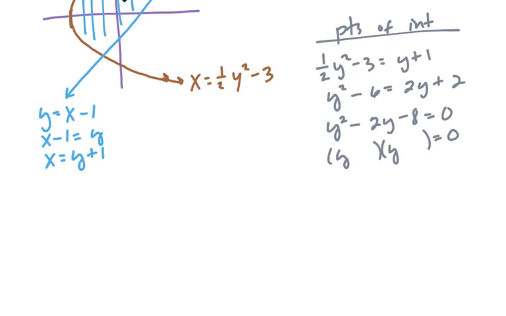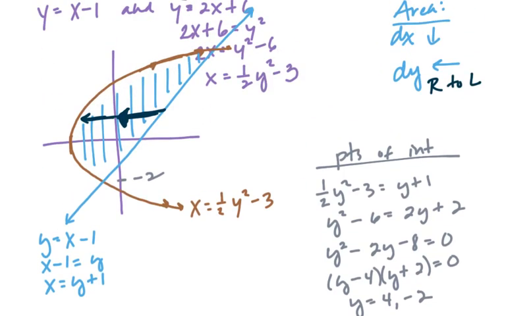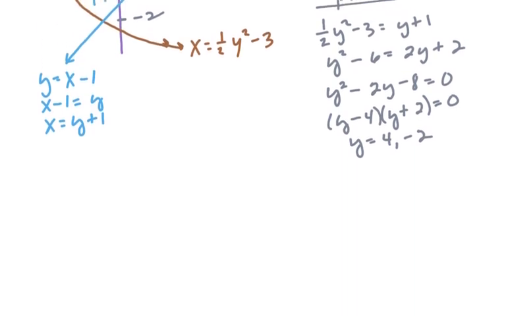If you're not good at factoring, the quadratic formula can be your friend. So I'm going to put a 4 and a 2. And we have a negative 4 and a positive 2. So then y equals 4 and negative 2. So that means this y here is negative 2. And this y up here is positive 4. Those are our bounds.